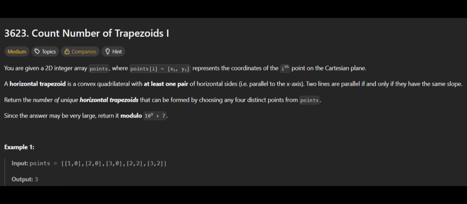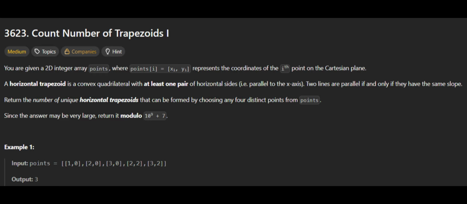2 lines are horizontal and parallel if and only if they share the same slope, which in this case is 0. Your job is to determine how many such trapezoids can be formed, and because the number could be very large, you must return the answer modulo 1,000,007. Here's an example to make it clear.